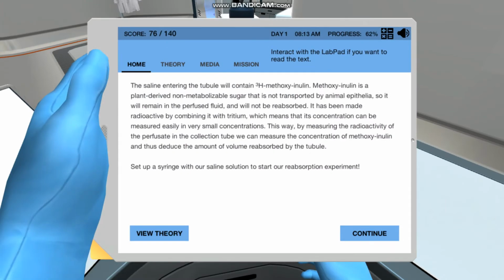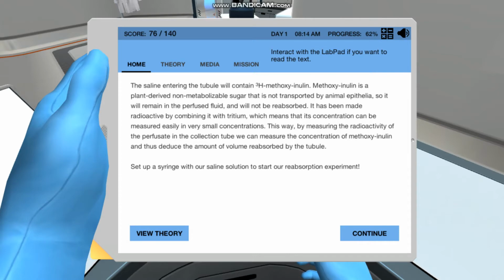The saline entering the tubule will contain tritium methoxyinulin. Methoxyinulin is a plant-derived non-metabolizable sugar that is not transported by animal epithelia, so it will remain in the perfused fluid, and will not be reabsorbed. It has been made radioactive by combining it with tritium, which means that its concentration can be measured easily in very small concentrations. This way, by measuring the radioactivity of the perfluorescate in the collection tube, we can measure the concentration of methoxyinulin and thus deduce the amount of volume reabsorbed by the tubule.